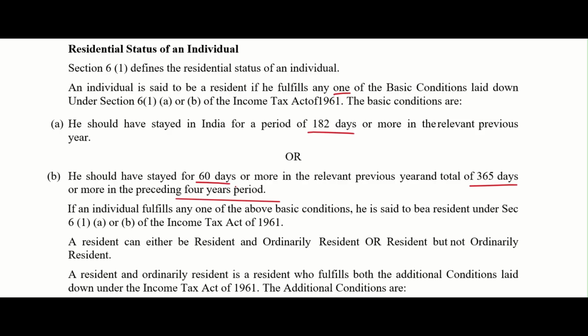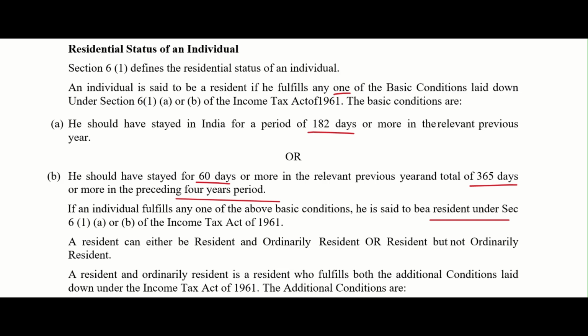In basic condition B, 60 days in the relevant previous year means in the financial year, and 365 days in the preceding 4 previous years, not including the previous year. So anyone of these two basic conditions has to be fulfilled. If an individual fulfills any one of the above basic conditions, he is said to be a resident under section 6 subsection 1 A or B of the Income Tax Act of 1961.